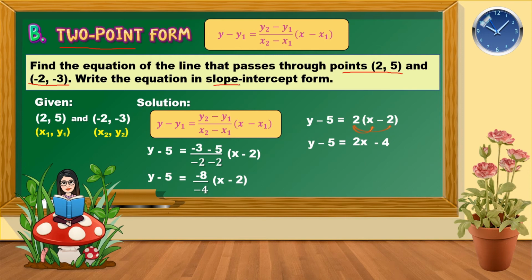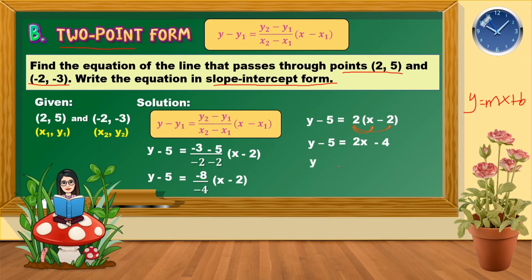Ang hinihingi ay slope-intercept form. So, definitely, kailangan mapalabas natin ay y equals mx plus b. Ito ang ating kailangang makuha na final answer. Okay, so eto na tayo, y minus 5 equals 2x minus 4. So since we are asked to find the equation of the line in slope-intercept form, dapat si y nag-iisa na lang dito. So dapat y na lang siya.